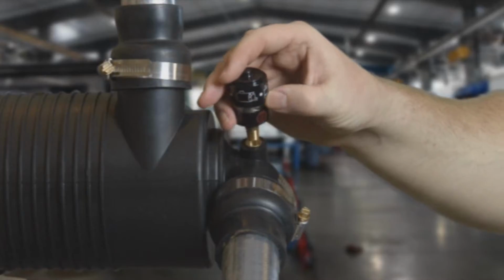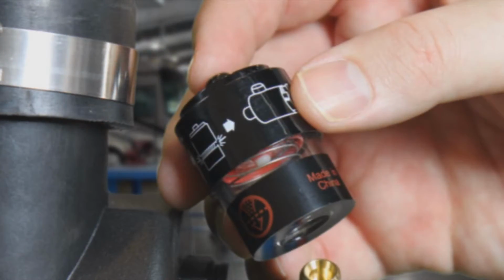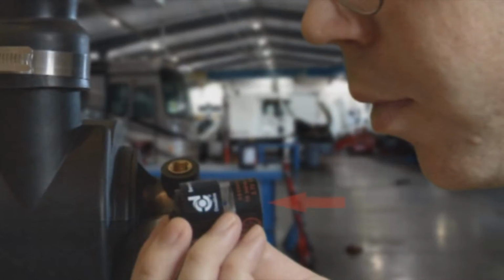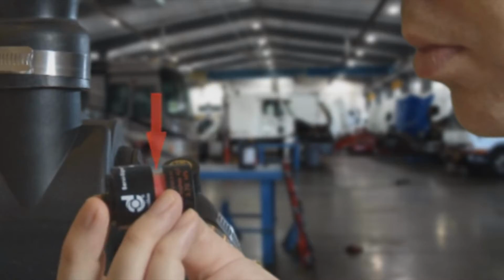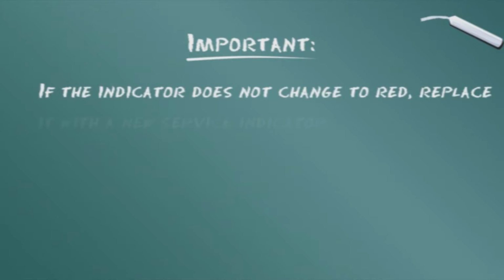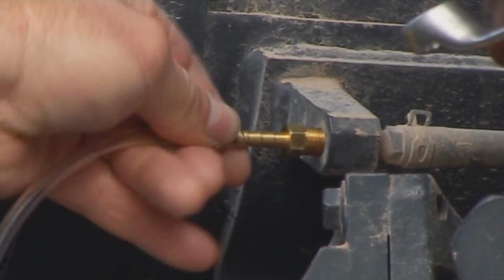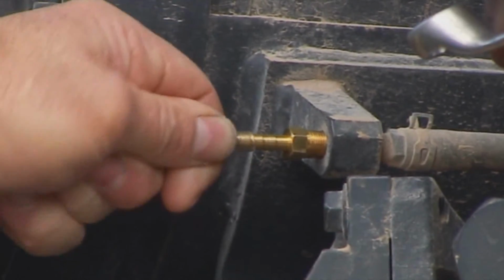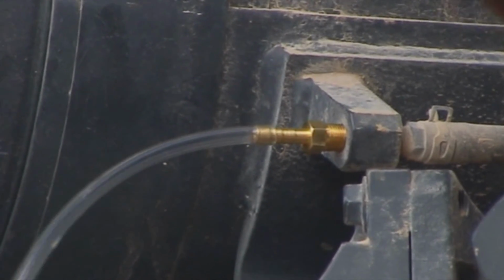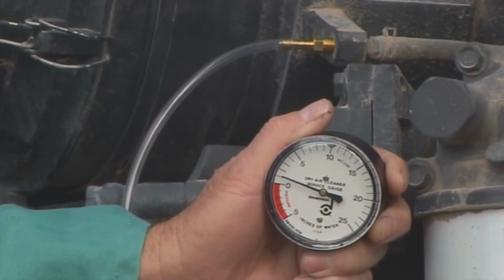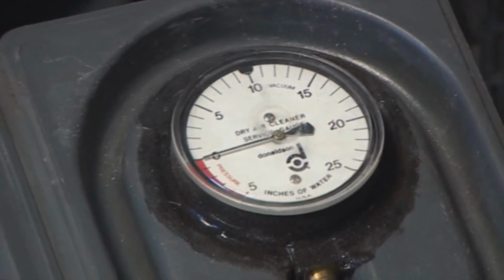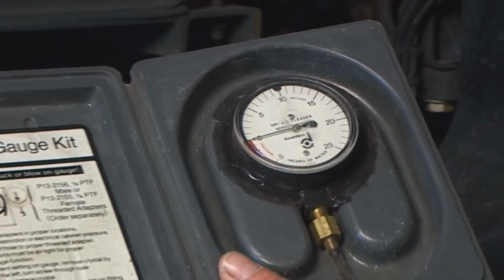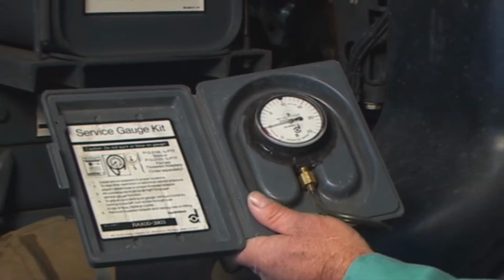Remove the service indicator for testing. Test by pressing the reset button to clear. Then create a small amount of vacuum to the inlet of the service indicator. The service indicator should change to red, indicating it is working properly. If the indicator does not change, replace it with a new service indicator. To check the indicator port on the air cleaner, connect a water manometer or clock-style gauge and start the engine. If the port is OK, a reading indicating restriction should be present. If no reading is indicated, the port is plugged. Shut off the engine and continue with the following steps.